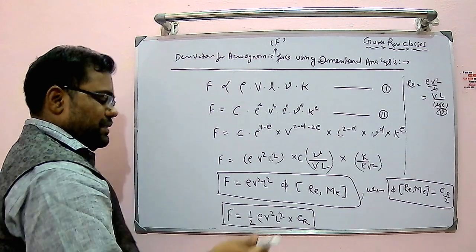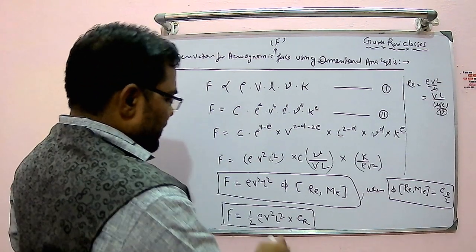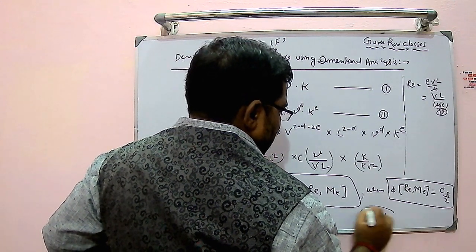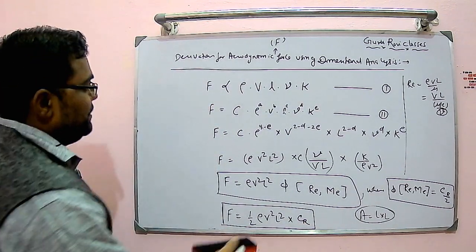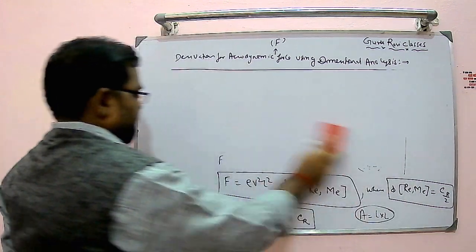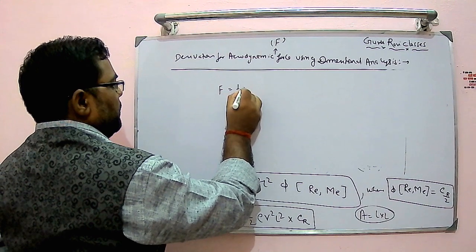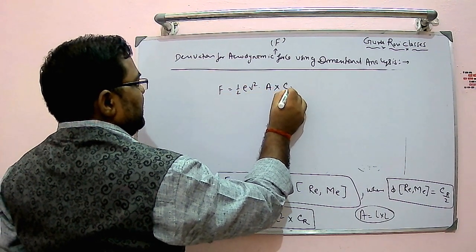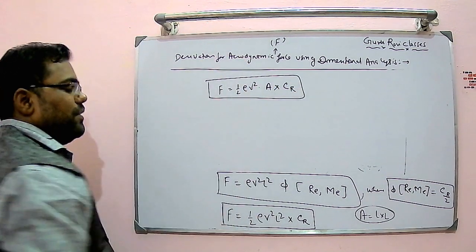Now let's suppose the cross-sectional area is L into L. So L into L can be considered as area, right? Area is equal to L into L. If you consider that, you can write this expression like, F became half rho V square area into CR, right? CR is the coefficient of resultant aerodynamic force.